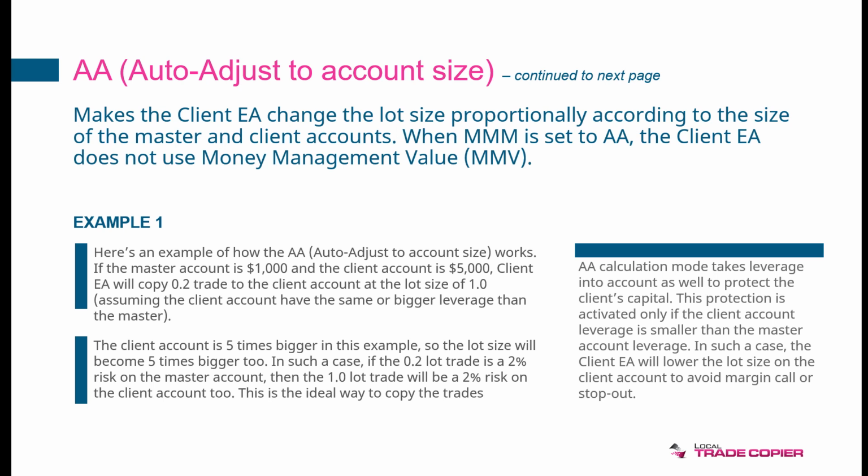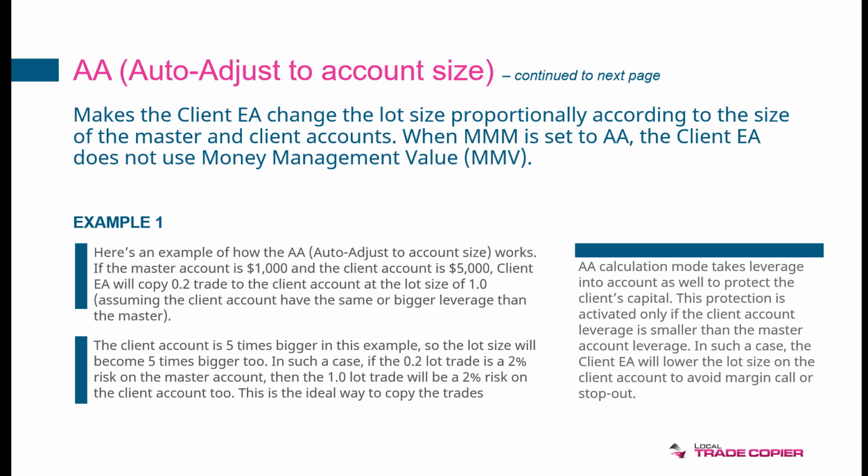So imagine we have the AA set as the money management mode. If we have the master account of $1,000 and the client account of $5,000, and we need to copy the trade of 0.2 lot size, then the client account will get the lot size of 1.0. It's like one full lot. Well, assuming the client account has the same or bigger leverage than the master. So why is that? Well, here's why.